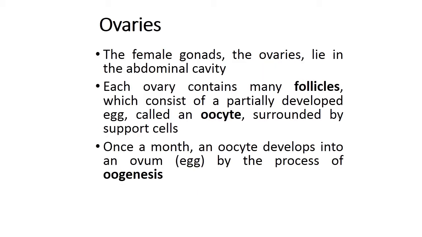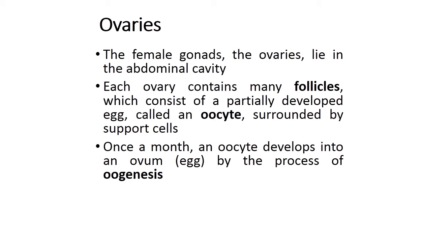Ovaries, the female gonads. The ovaries lie in the lower abdominal cavity, and each ovary contains many follicles, which consist of a partially developed egg called an oocyte surrounded by support cells. Each ovary has numerous follicles at different stages, and the mature ones contain the oocyte, with a few supporting cells that support these oocytes.